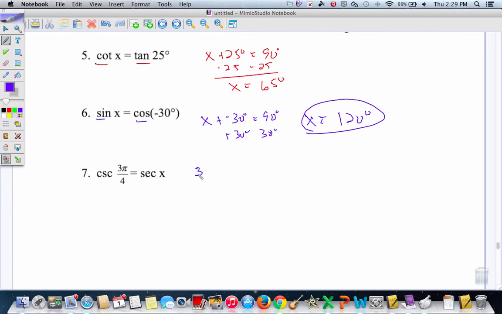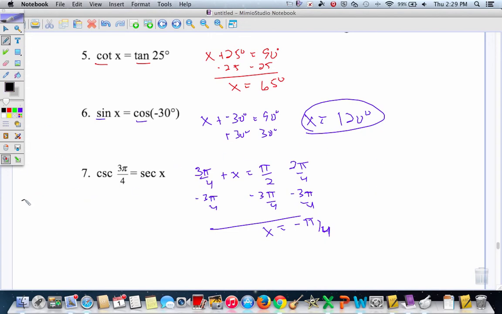And one more time here, I'll put it in radian format first. 3 pi over 4 plus x equals 90 degrees. Well, 90 degrees in radians is pi over 2. So we'll subtract 3 pi over 4 from both sides. So we have 2 pi over 4 minus 3 pi over 4. So x equals negative pi over 4 is our radian measure.